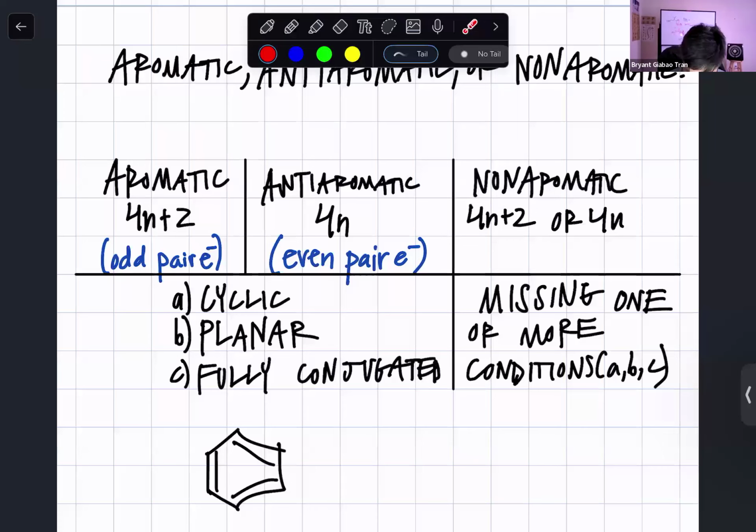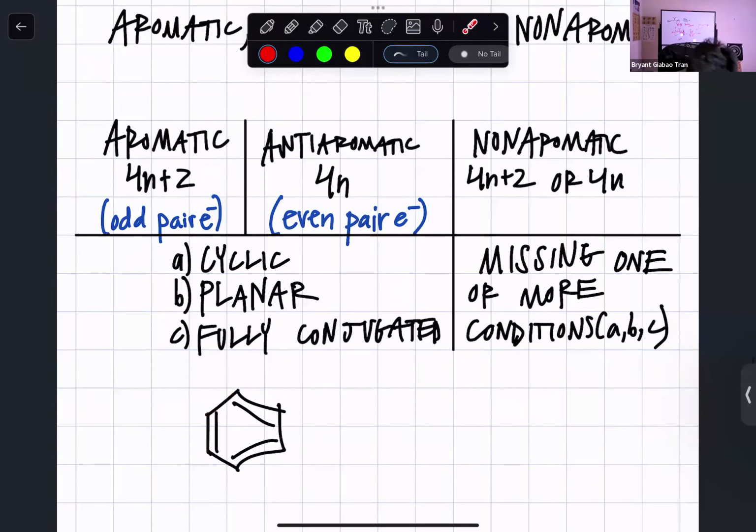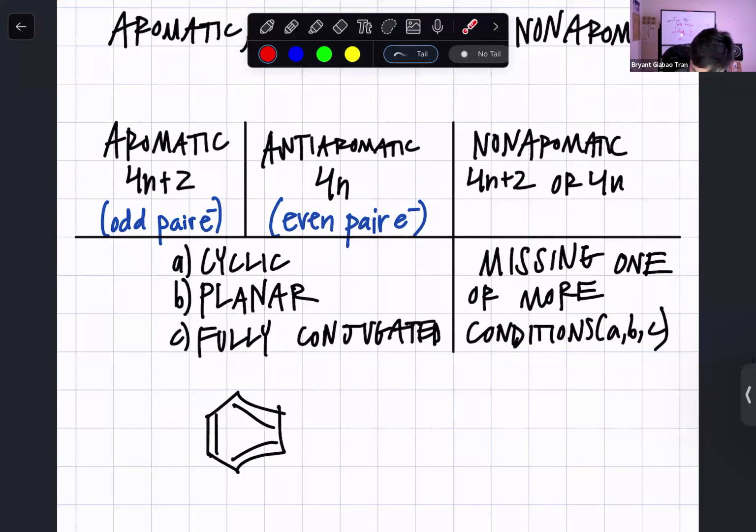So this benzene ring right here is cyclic, right? All of the electrons here are in a ring. It's planar because all of the atoms here are sp2 hybridized, sp2, sp2, sp2, sp2, and it's also fully conjugated. There's no sp3 roadblock in the ring, right? So it does fulfill all of these three conditions. So now we have to determine whether it's aromatic or anti-aromatic.